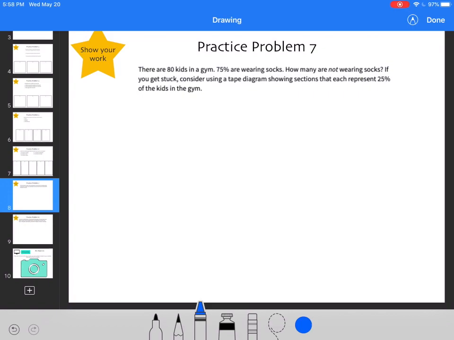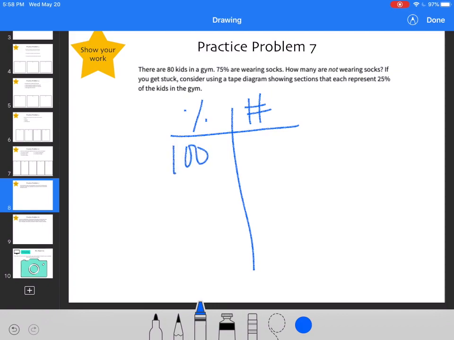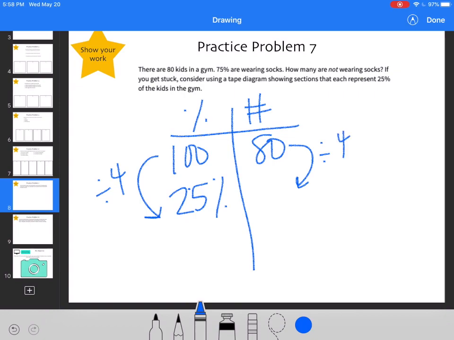There are 80 kids in the gym. 75% of them are wearing socks. How many are not wearing socks? Okay, so I know that 100% is 80 kids. I know that 25%. So that's an easy one to figure out. So I'm going to divide by 4. Divide this side by 4, and I get 20. So 20 kids are not wearing socks.